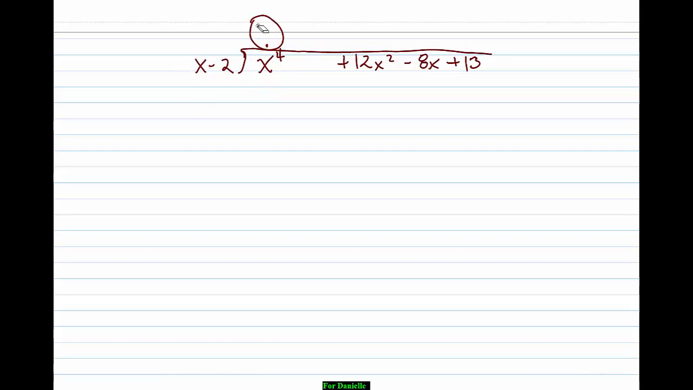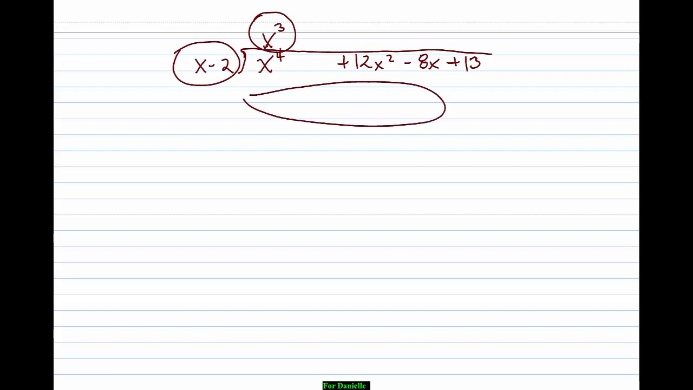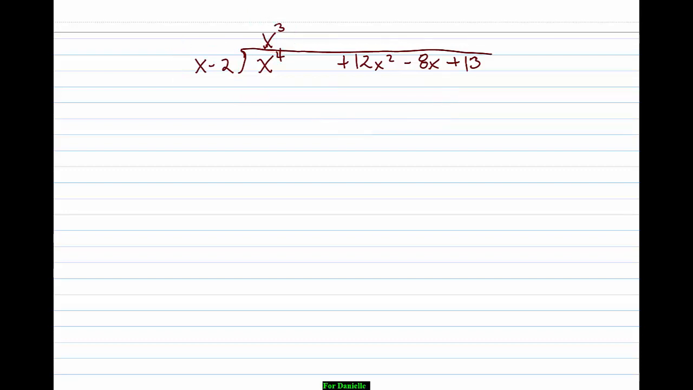All right, so we know that x cubed times x is x to the fourth. So that's the term that we're going to put up top. So x cubed, then you have to take this times this whole polynomial and fill it in down here so you can subtract it and keep going. So x cubed times x is x to the fourth, so we're going to put it under the term with the same exponent, x to the fourth, and then x cubed times minus 2 is negative 2x cubed.